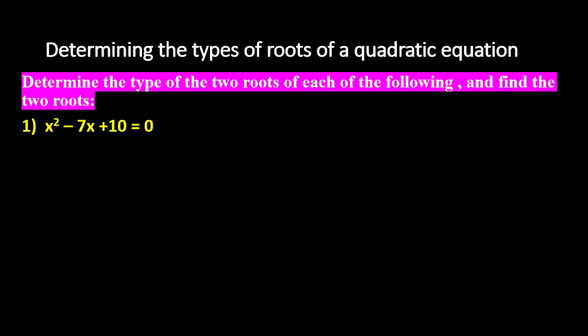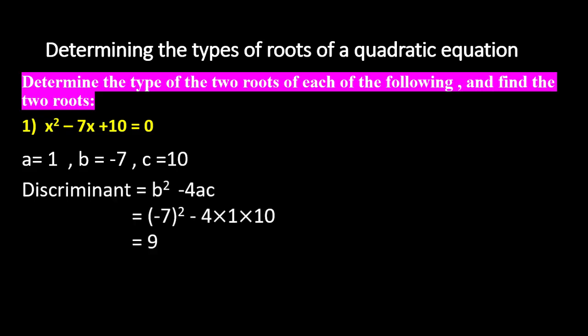Okay, let's take this exercise. Determine the type of the two roots of each of the following and find the two roots. I'll determine the type of root, then I'll find the two roots. To determine the type of roots, I want to get b power 2 minus 4ac. Here a is 1 because the coefficient of x power 2 is 1, b is negative 7, and c equals positive 10. I'll calculate b power 2 minus 4ac, it will be 9.